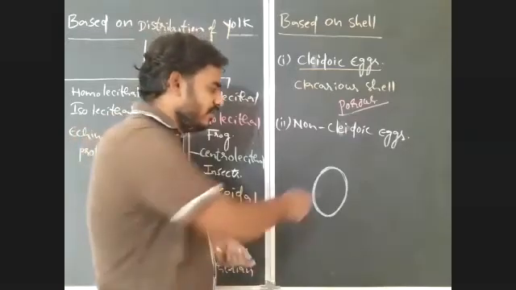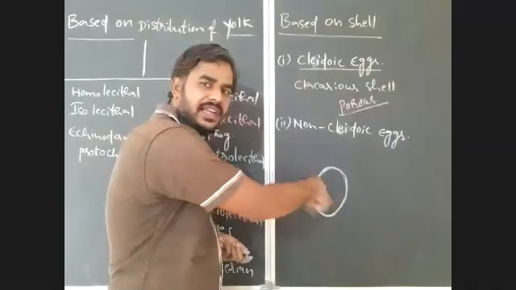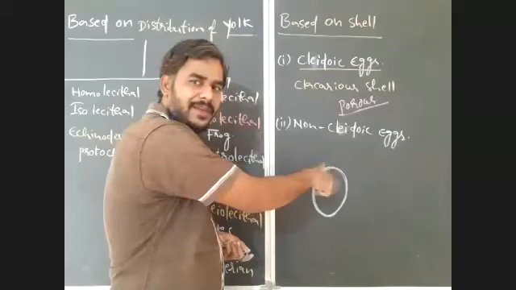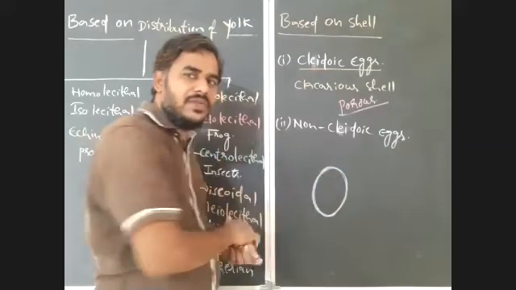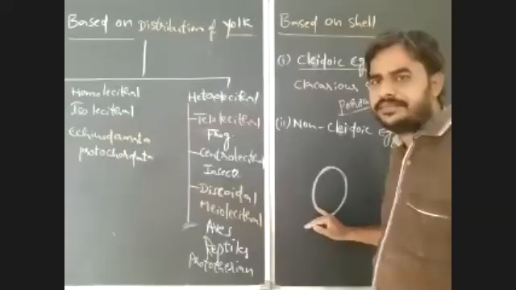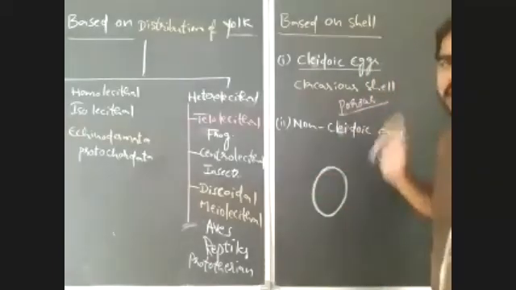If you apply Vaseline or nail polish to the shell, what will happen? All the pores will be blocked, so there is no chance for exchange of gases. That leads to death of the embryo. Is it clear? Right? So, what is a cleidoic egg?